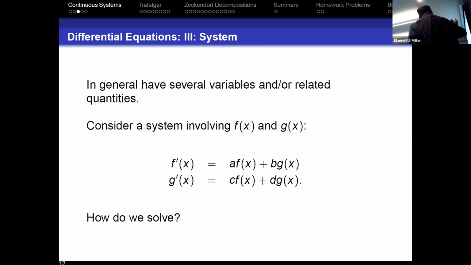So in general, we can do more variables. We could also use f prime is a f plus b g of x, and g prime is related to c f of x plus d g of x. You might have seen something similar to this with the predator-prey equations. Has anybody seen predator-prey?